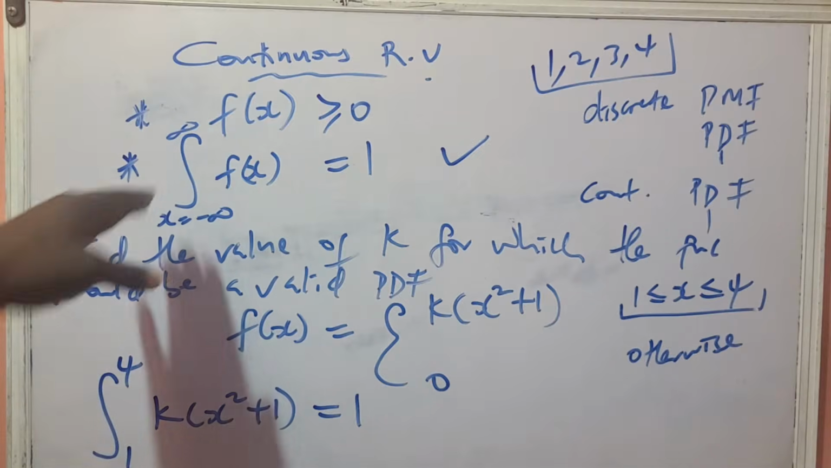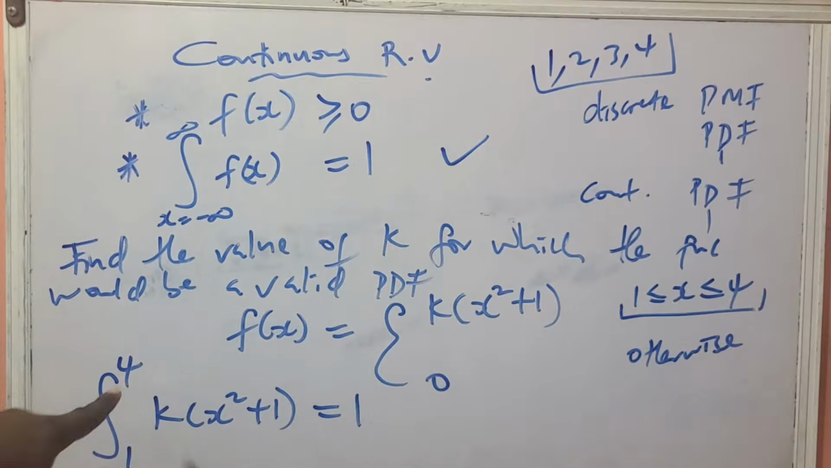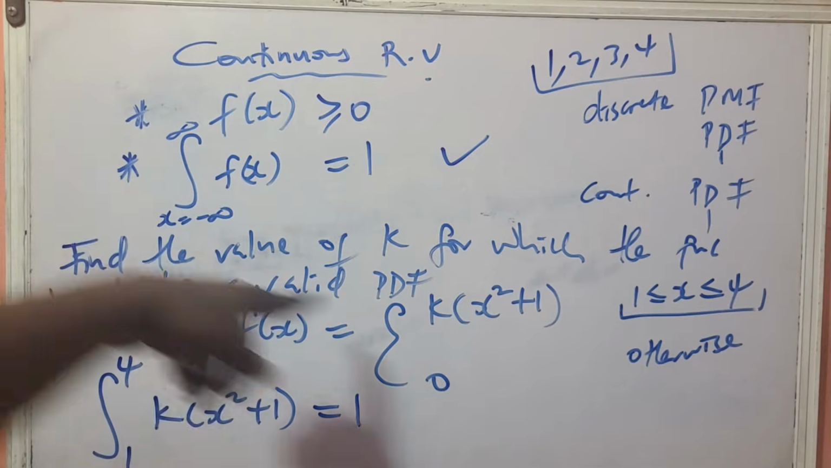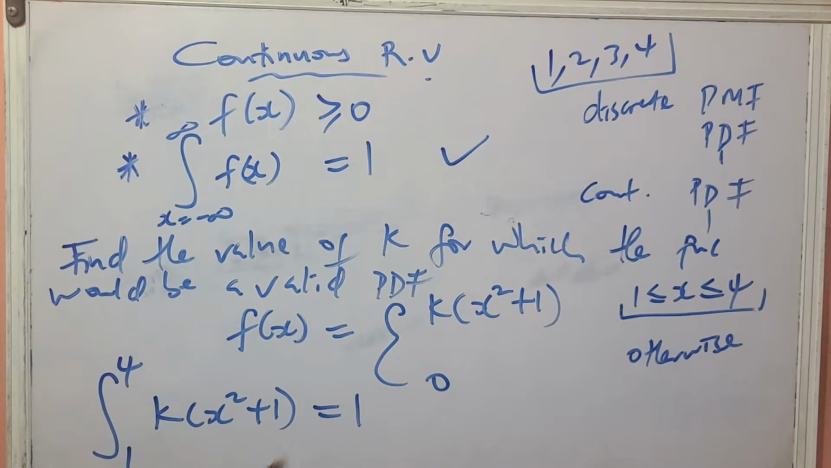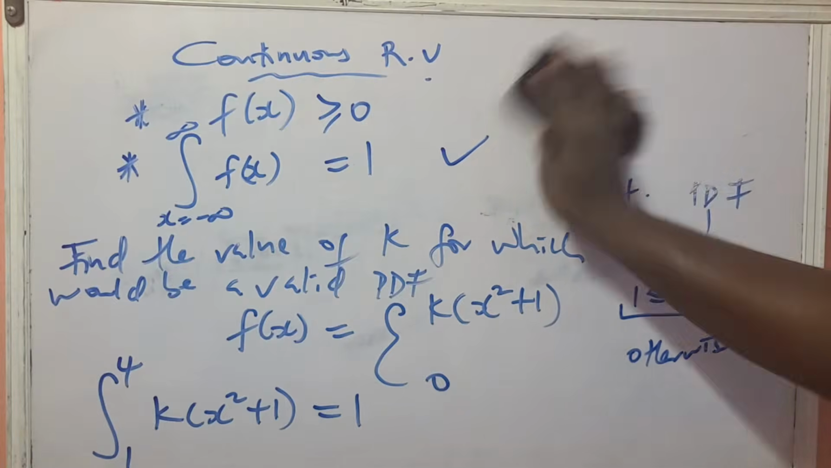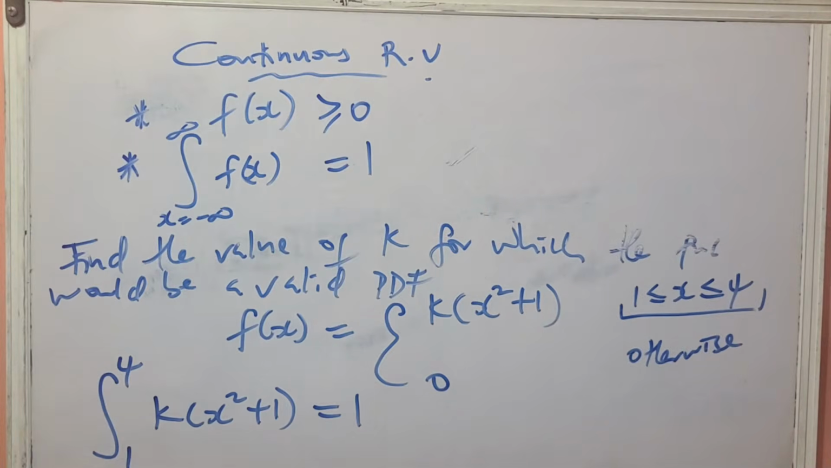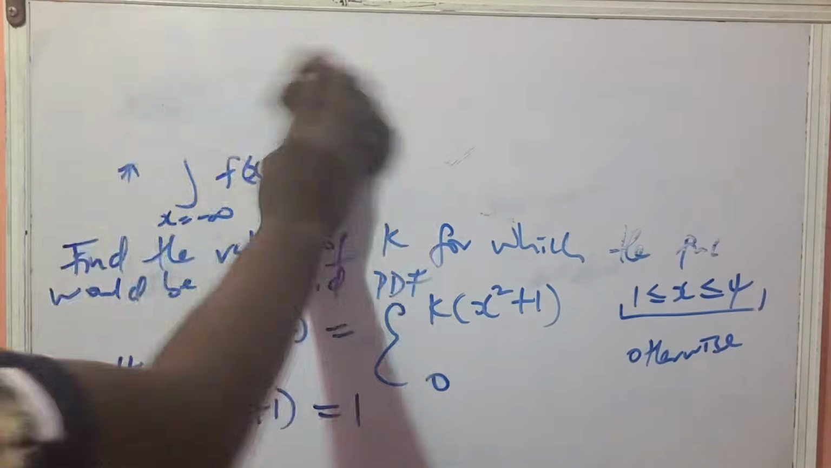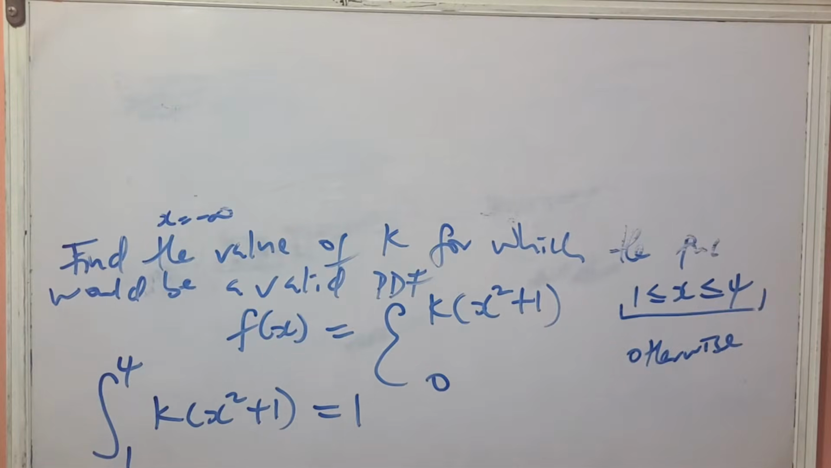Following this rule, if something is a valid PDF, the integral of the function with the limit that was given, in this case 1 to 4, must be equal to 1. It's on that basis that we are going to solve and get our k. Now, some of you are already solving in your notes, because you understand integration. But for those of you having a hard time with integration, I will do a brief explanation, not with high intensity, because that's not the focus for tonight's class.